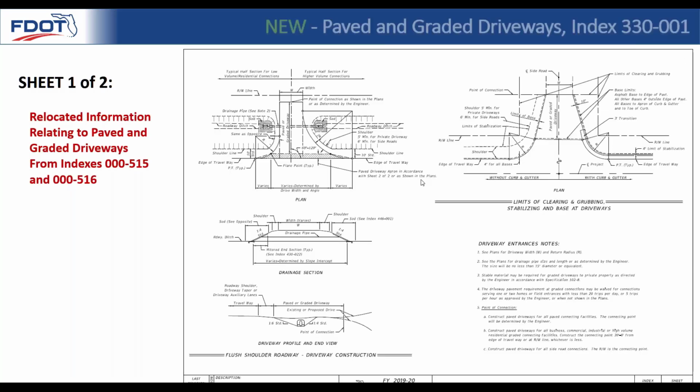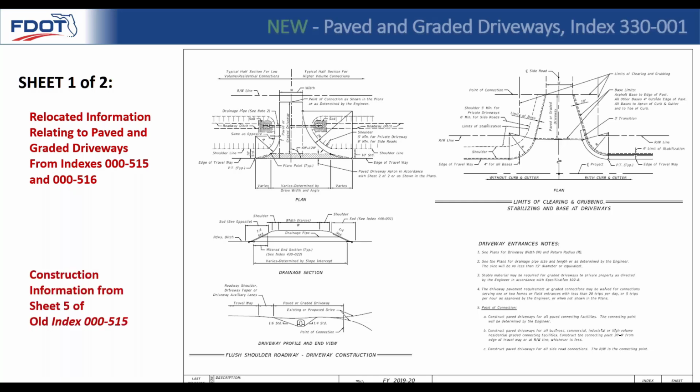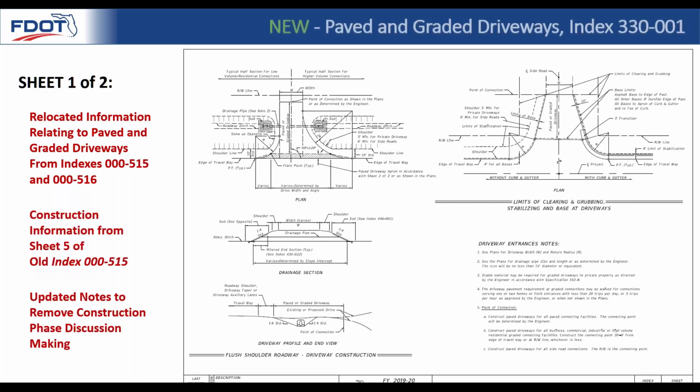So continuing on, as I said, the majority of the information from the Turnouts and Driveways indexes was moved to the FDM, and the new indexes were created. The second of those indexes was a new Paved and Graded Driveways Index, 330-001. The majority of this information was from sheet 5 of 515 and from Index 516. The majority of this information is just as it was presented in the previous index, with some modifications to the notes to remove some of the construction phase decision making and make it work a little bit more cleanly.